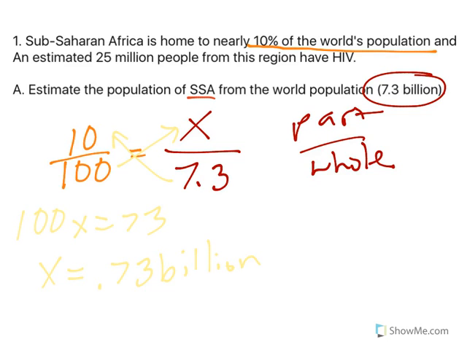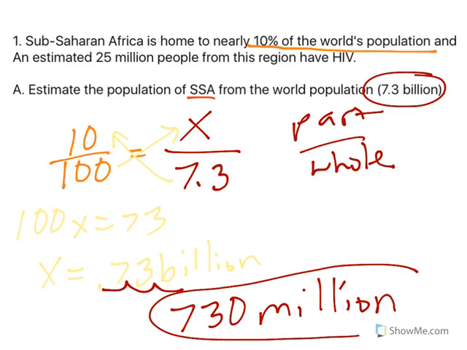And you might say, well, I don't like that 0.73 billion, and you're right. Remember back from earlier, we talked about every 3 decimal places we have a new name. So I'm in billions. If I would go 3 decimals this way, I would go down 1, and I would have 730 million. So we'll use that. There are 730 million people in sub-Saharan Africa. That's a lot of people.